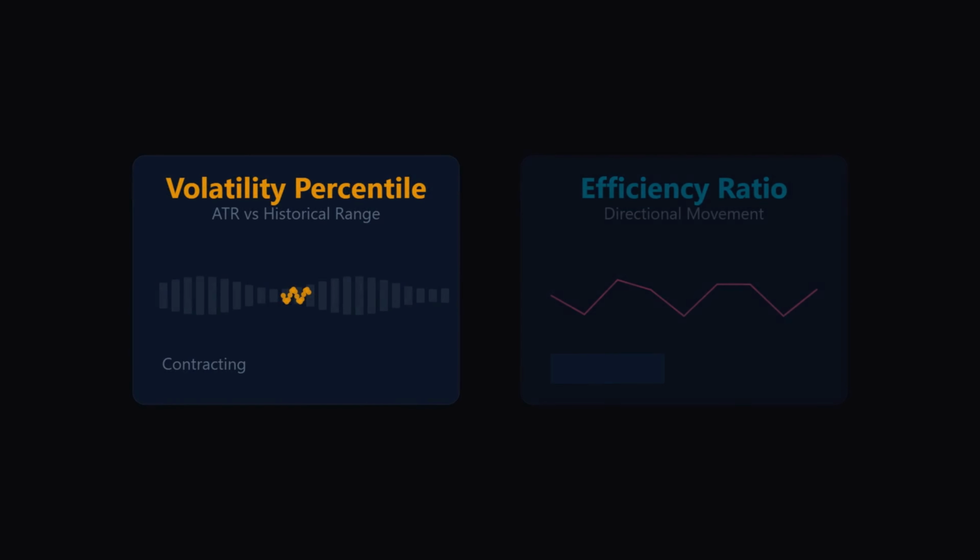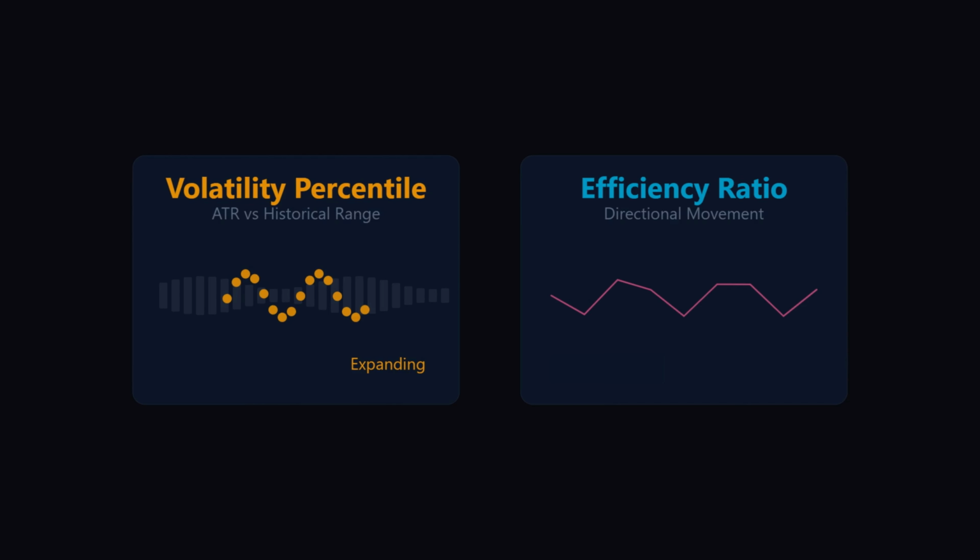So how do you actually know which environment you're in? You don't need anything complicated for this. A simple volatility percentile, comparing the current ATR to its recent historical range, tells you whether the market is expanding or contracting. And something like the efficiency ratio tells you how directional price movement really is versus just noisy back and forth with no real progress. Combine those two readings and you get a lightweight regime filter. High efficiency, expanding volatility, that's when your trend and momentum indicators earn their keep. Low efficiency, contracting volatility, that's your cue to either sit out or switch over to mean reversion tools instead.